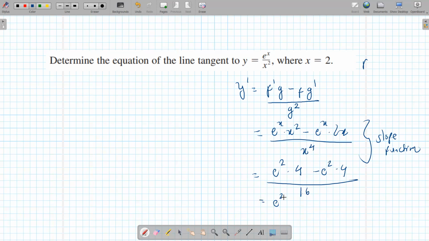You can pull out our e squared. Actually, wouldn't that just be 0? They're the exact same things, right? E squared 4, e squared 4, yeah. The slope is 0. The slope is 0, right? What does that mean? What type of a line are we looking at?